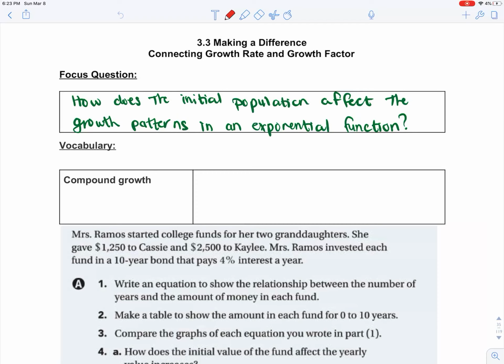Alright, so 3.3, here we have making a difference, connecting growth rate and growth factor. How does the initial population, we can also write the word initial value here, affect the growth patterns in an exponential function? And the vocab I have for you today is compound growth. This is just another name for exponential growth.